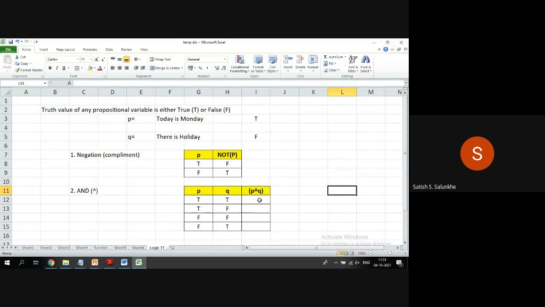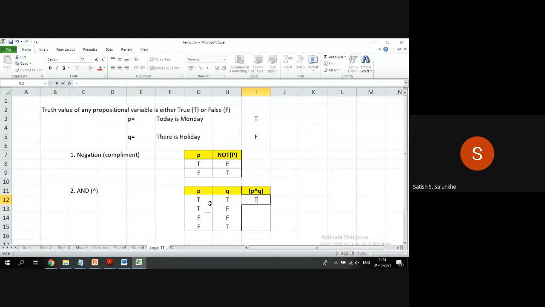So now can you tell me, if one statement is true and the other is true, what is the entire statement? If "today is Monday" is true and "there is a holiday" is also true, and when I say "today is Monday and there is a holiday", what will be the truth value of the resultant compound statement? False? I'm sure you are learning digital logic in this course. Same thing is there. Okay.